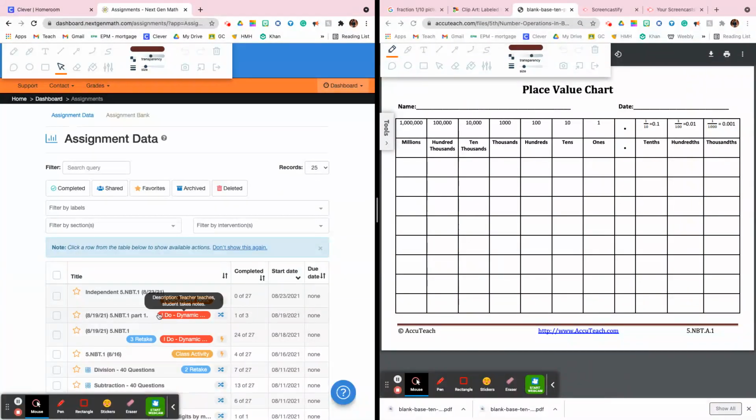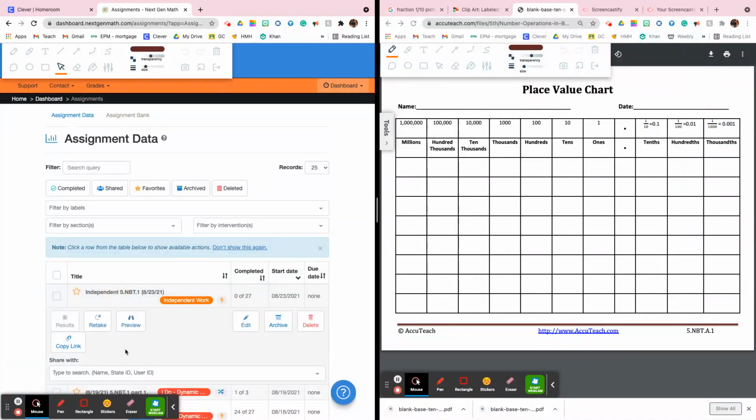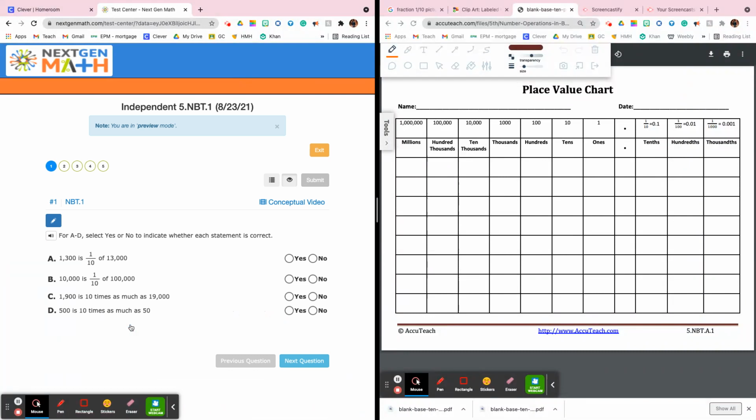In Nextgen Math, you're going to go ahead and look for the assignment title, Independent 5.NBT.1, dated August 23rd, 2021. It also has a label that says Independent Work on orange. You're going to go ahead and click there, and your button's going to say Start. My button said Preview. Your button's going to say Start.